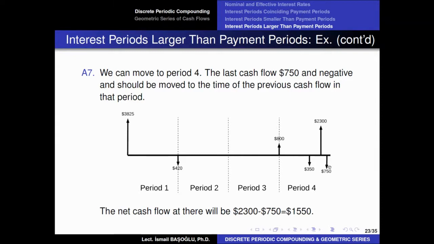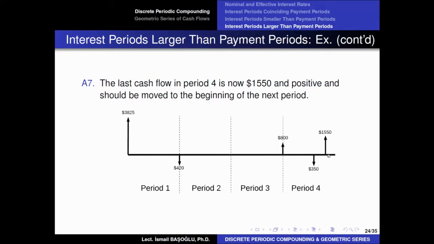The last cash flow is $750 negative, so we move it left to the previous cash flow point and calculate the net cash flow there, and it is $1,550 at this point. Now, this is a positive cash flow, therefore we need to move it right to the beginning of the next period, which is just going to be the end of the investment horizon.